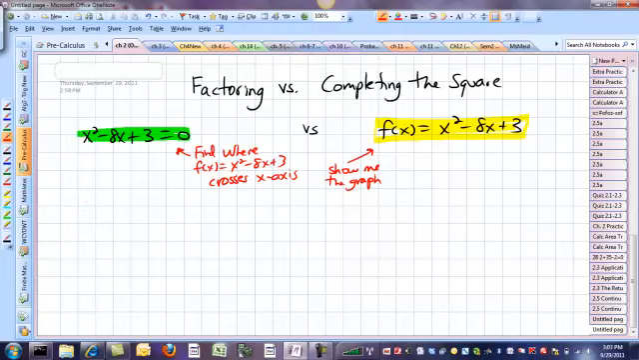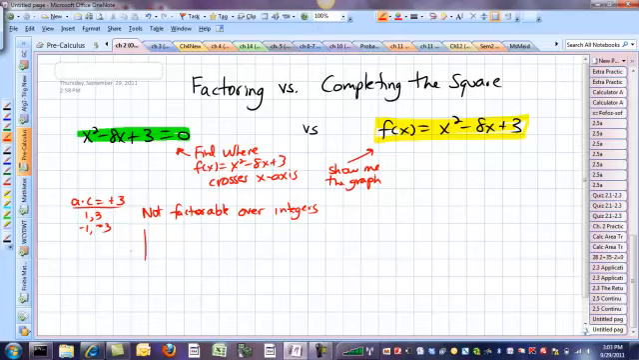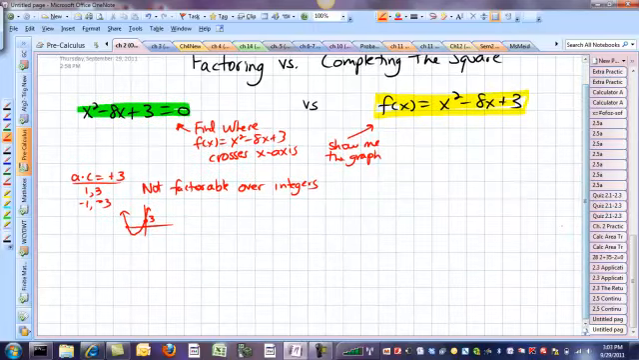Why factoring here won't work. A times C is a positive 3, which means that I really only have two choices, and neither one of them is going to give me 8, so this thing is not factorable over the integers. But I suspect that since this particular graph has both arms up and it's got a y-intercept of only 3, it's going to have some real roots. They're just going to be irrational numbers. But I'm not going to find them by factoring. It would be nice if I could, but it just won't work.